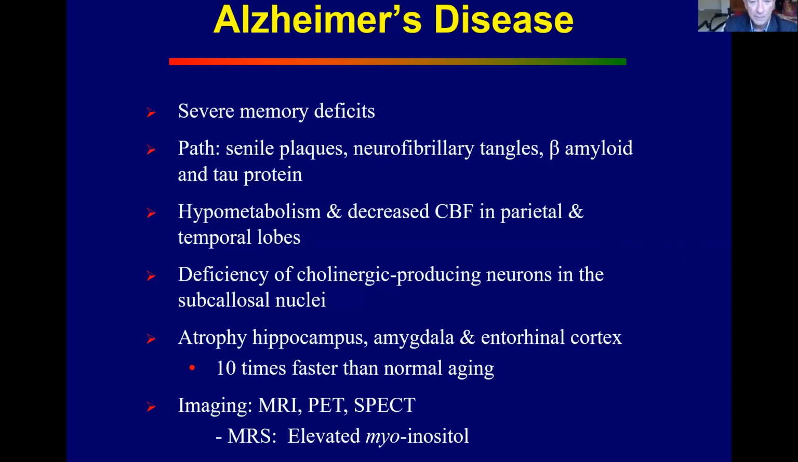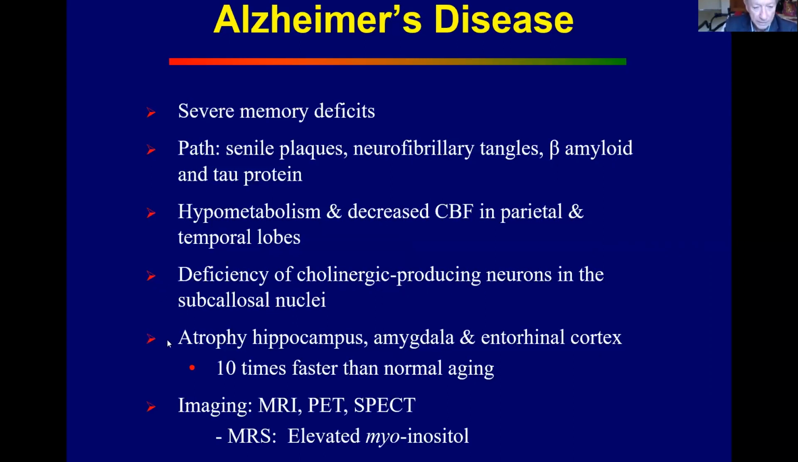Also, one can look for hypometabolism and decreased blood flow in the parietal and temporal lobes. There's a deficiency of the cholinergic producing neurons in the subcallosal nuclei. And that is also a focus of investigation to look for methods, stem cell therapies to reestablish those neurons in the subcallosal nuclei, to replenish those nuclei, to increase production of acetylcholine. Nothing that's been too successful yet, but it is a focus of research.